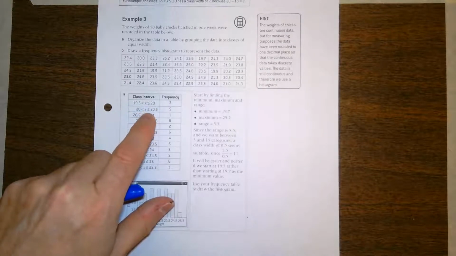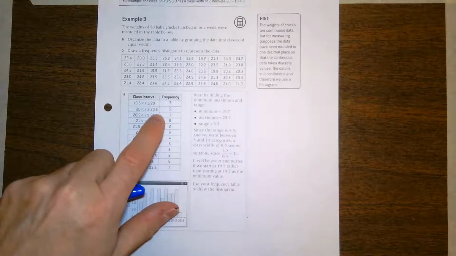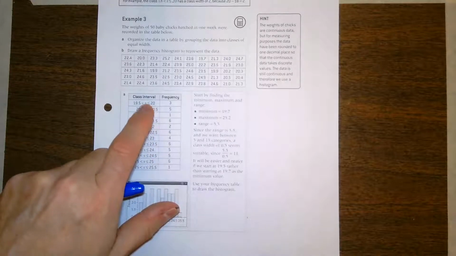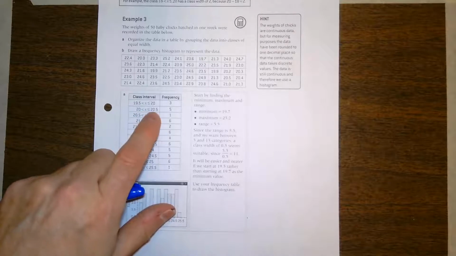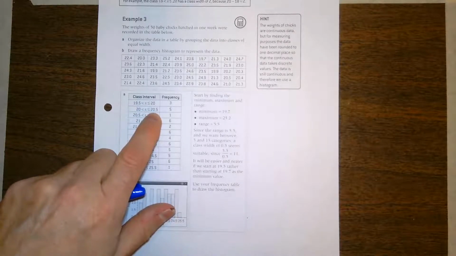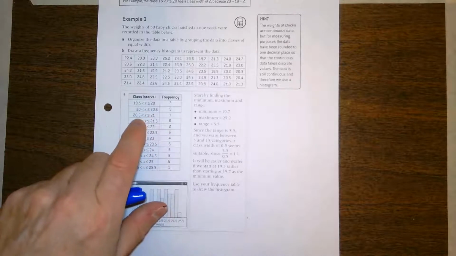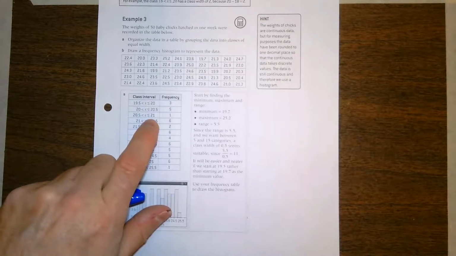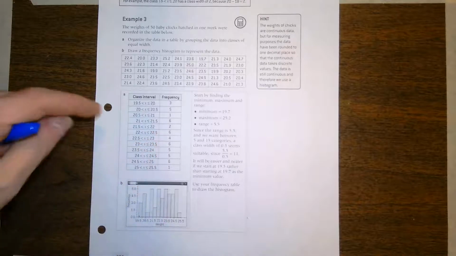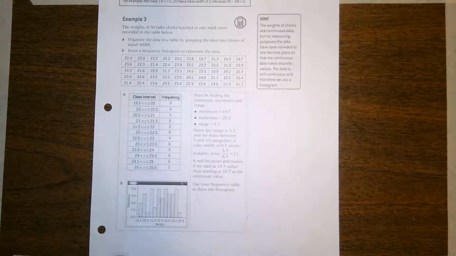20 is less than x, less than or equal to 20.5. So a chick that's 20 would be in that first class. A chick that's 20.1 would be in the second, all the way up to 20.5, including 20.5. And then in the third class, bigger than 20.5, all the way up to and including 21, and so on. So each of the class widths is 0.5.